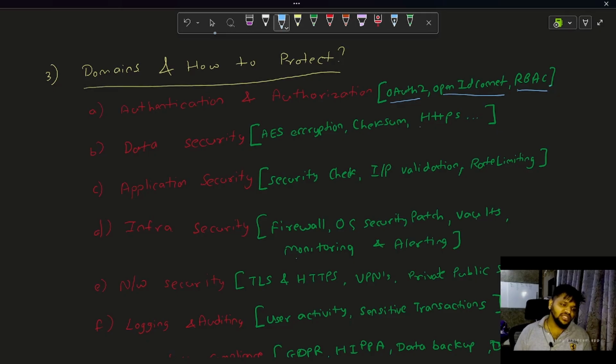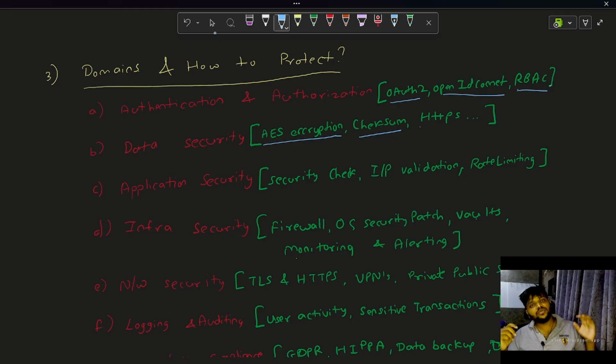The data security layer: the important thing is we need to protect the data, as I mentioned, in transit as well as in storage. So encryption is an important layer. So AES encryption we can use, DES encryption, MD5, SHA algorithms. All these are considered more secure algorithms that we can use when we are storing the data in a database. Checksum is something that we can use.